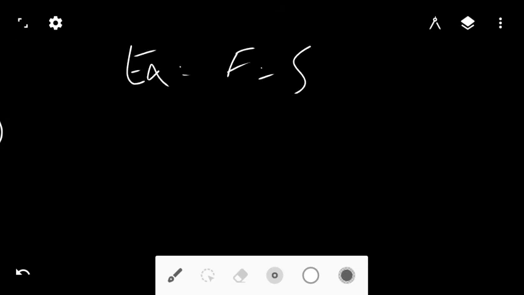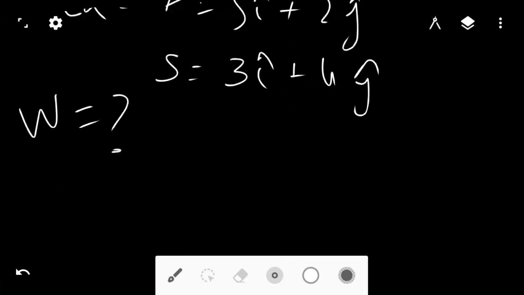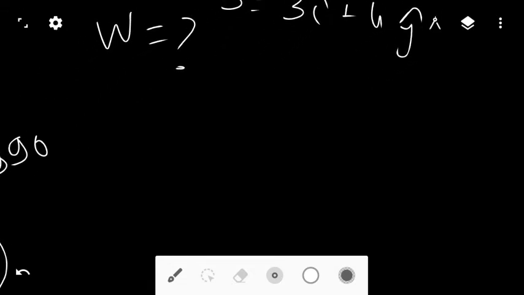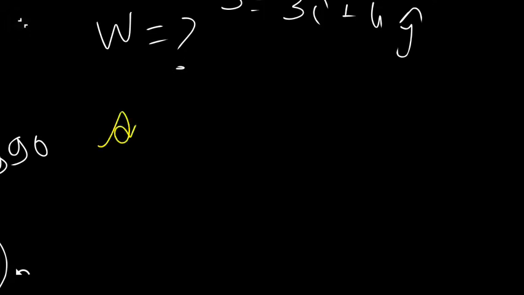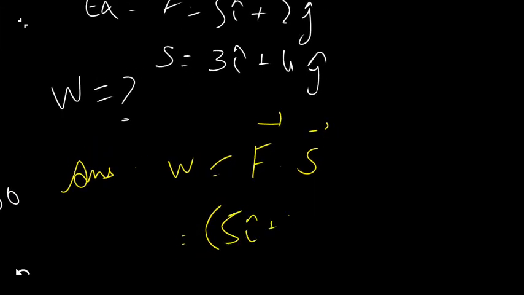The force is 5 i cap plus 2 j cap, and the displacement is, let's say, 3 i cap plus 4 j cap. So we have to find the work done. We can either find the magnitude of these and multiply them, but it will be easier if we do it in the unit vector dot product. So work done is force dot displacement. So this will be, what is the force? 5i plus 2j dot 3i plus 4j.